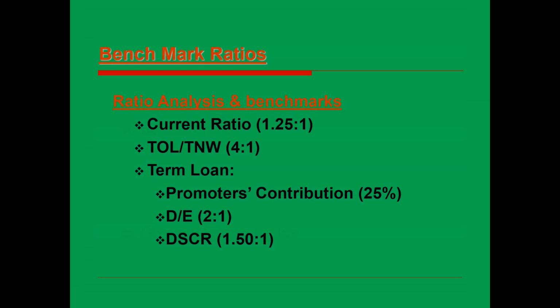So these are some of the benchmark ratios. Current ratio should be 1.25 to 1, current assets upon current liabilities.